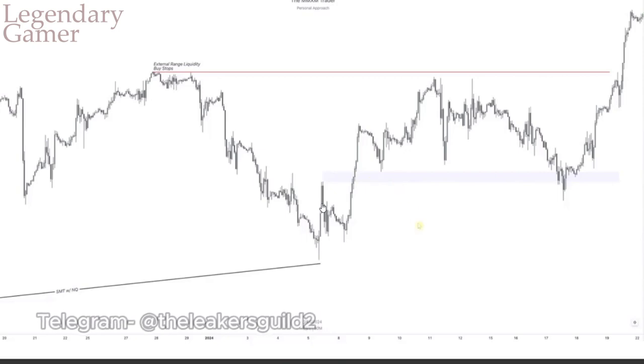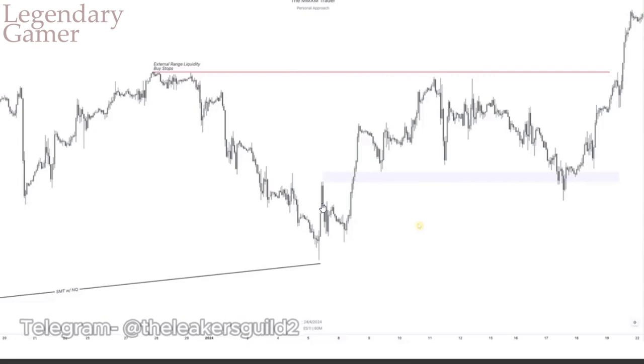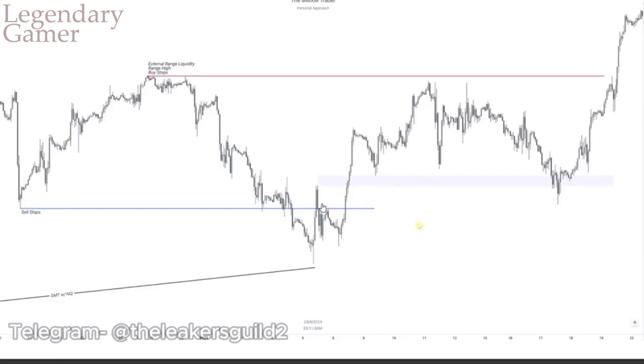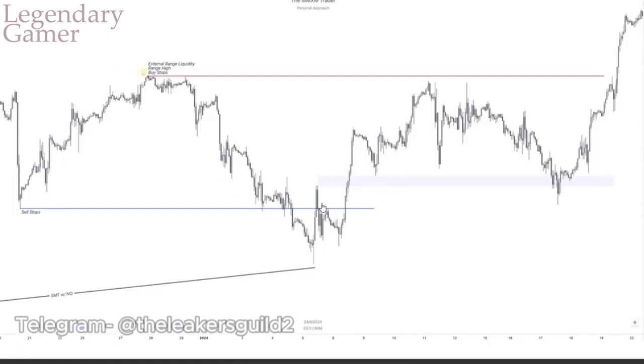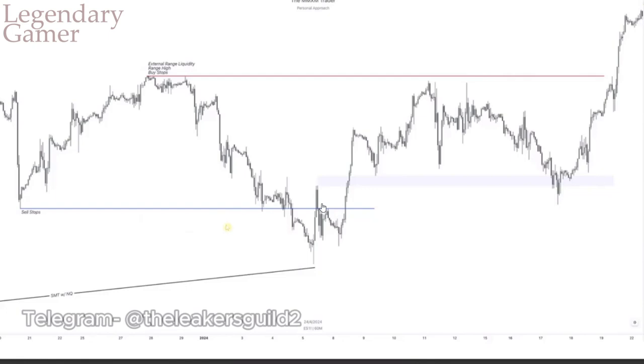So how are we going to look for an opportunity? Ranges are fractal as well, so what happens on the daily, monthly can also happen on the 1 hour, on the 15 minute. So now we need to spot our ranges, right? So first of all, what happens in this whole narrative? We are aiming for the external range liquidity up here, but we want to pair up sell stops before we go to those buy stops, right?